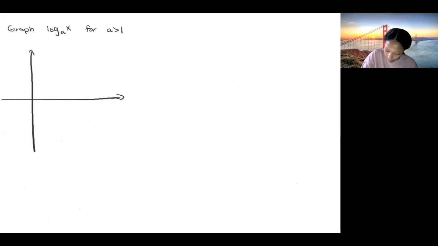All right, so we want the graph of log base a of x for a greater than 1. It's the graph that we just saw. So we'll have a vertical asymptote at the y-axis, and then our graph will increase slowly. That's x, that's y.